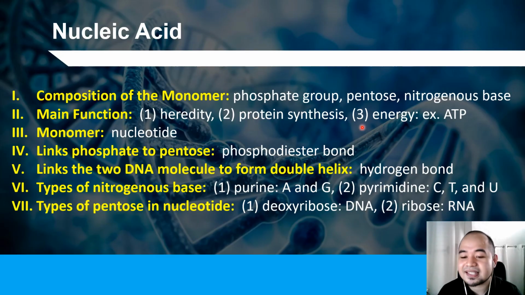Okay, to summarize the nucleic acid, we have a phosphate group, pentose, nitrogenous base. Main function: heredity, protein synthesis, energy. The monomer is nucleotide, linked by phosphodiester bonds between phosphate and pentose, and two DNA strands are linked by hydrogen bonds. Types of nitrogenous base: we have the purines, A and G, and pyrimidines, C, T, and U. Types of pentose in nucleotide: we have deoxyribose, DNA, and ribose, RNA. Anong difference ng dalawang to? Deoxy, natanggalan ng isang oxygen for the DNA, kaya siya DNA. So ribose has one more oxygen.